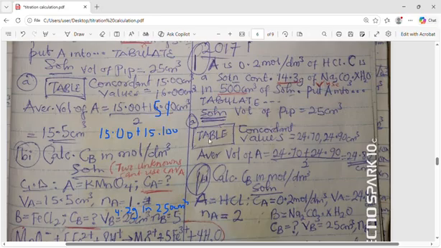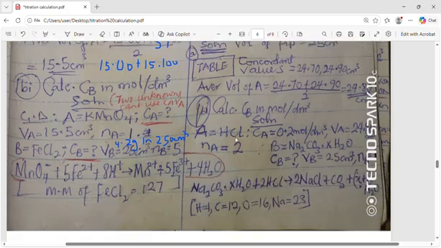Draw your table. The concordant values are those whose difference is no more than 0.2. Write them out. The average volume of A is the sum of those two divided by 2, and you get your answer. Now the second, calculate CB in moles per dm cube. First, write out your parameters: what is your A, then your CA, VA. So we have CA, VA, NA. The only thing we don't have is CB; we have VB and NB, meaning we can use our CA, VA.